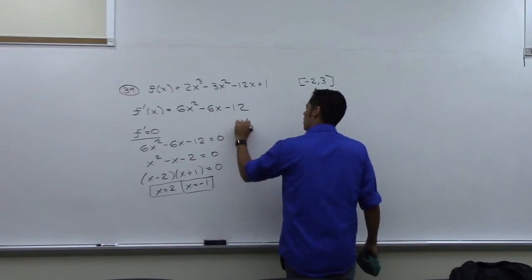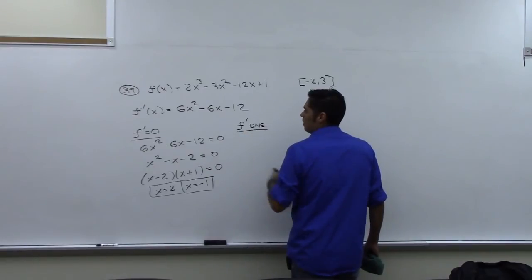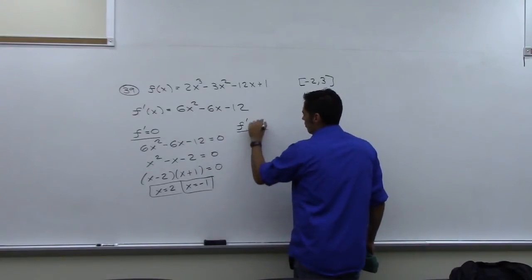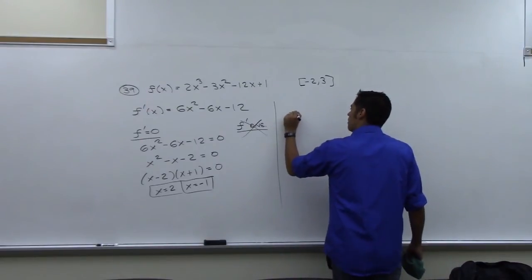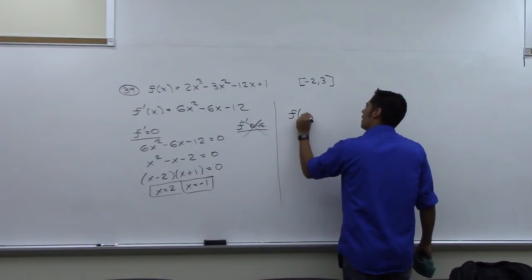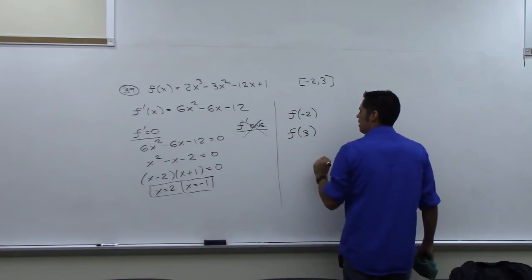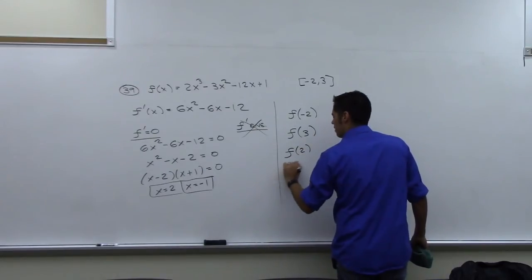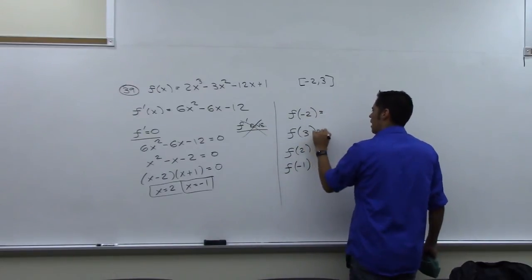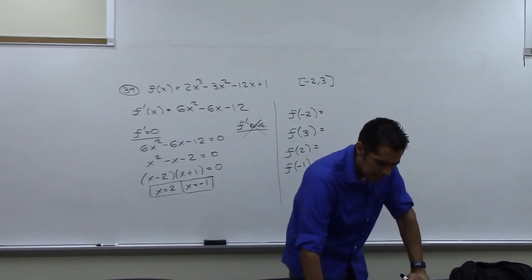Now, is the derivative ever undefined, or does it not exist anywhere? Well, the derivative is a polynomial, so no issues here. So now all I do is I take the original function, I plug in -2, take the original function, plug in the other endpoint, 3, then plug in my critical numbers, 2 and -1. And now you just evaluate the function. So I'm going to save myself a little bit of time.